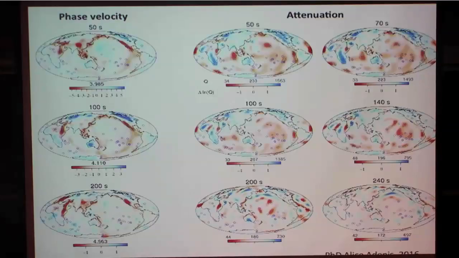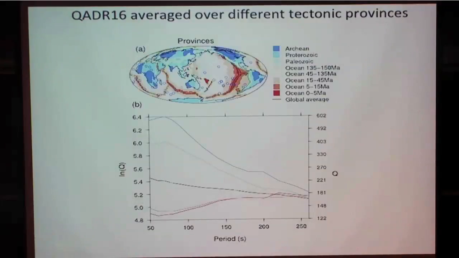It's not so clear in the attenuation. And the first thing that we have tried to check is whether there is an age component in our attenuation model. And in fact, if we take our attenuation model and average it as a function of tectonic provinces, as a function of the age, we see that the most attenuating regions are the mid-oceanic ridges, and that the attenuation decreases with the age, and then Paleozoic regions are more attenuating than Proterozoic regions and Archean. So there is an age component in these maps, but it's not the dominant signal.